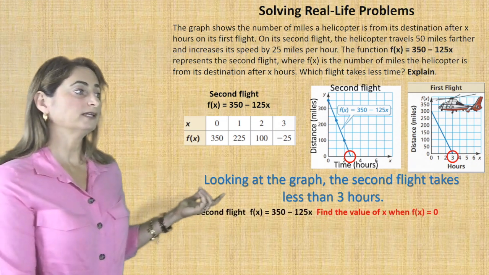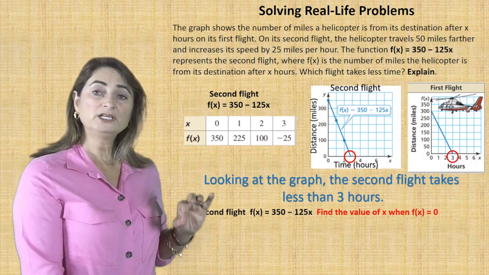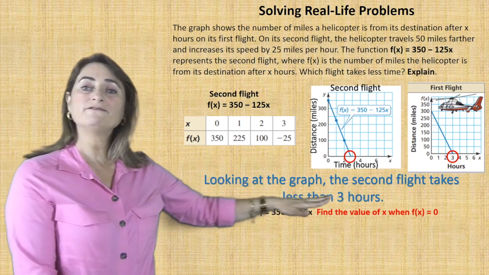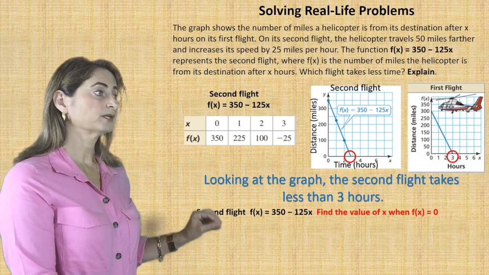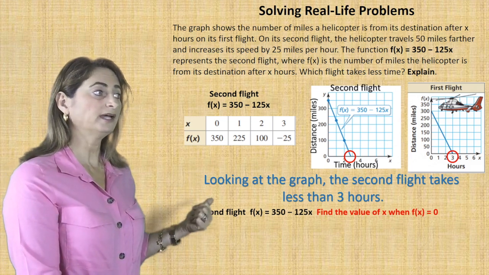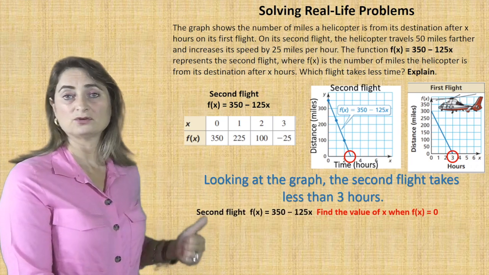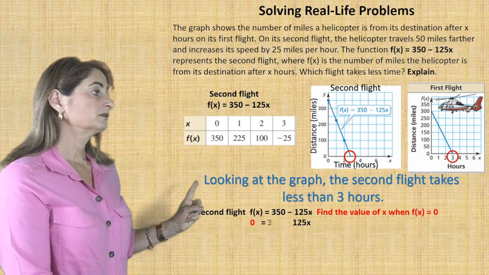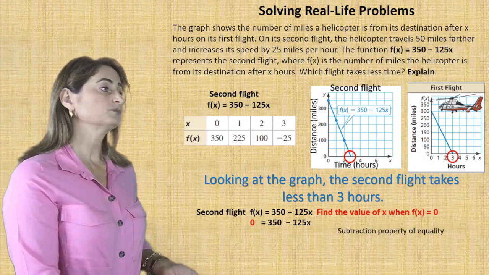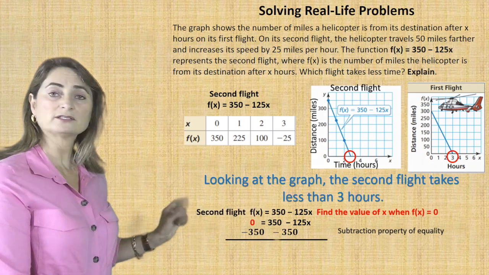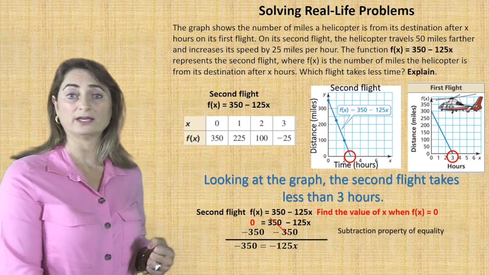Second flight, f of x equals 350 minus 125x. To reach the destination, that means the y value is 0. So f of x equals 0. So replace f of x with 0 and find the x, or how many hours. 0 equals 350 minus 125x. Now the subtraction property of equality, subtract 350 on both sides. You end up with negative 350 equals negative 125x.